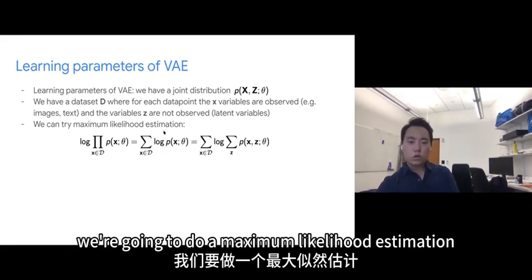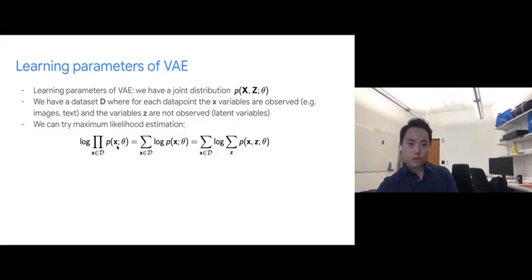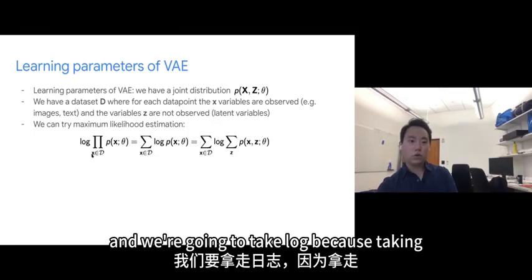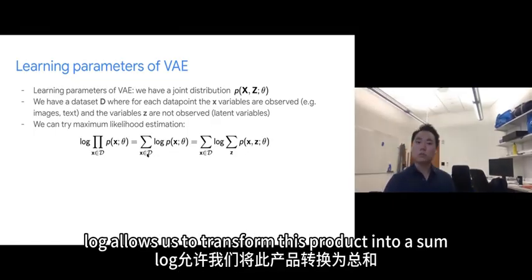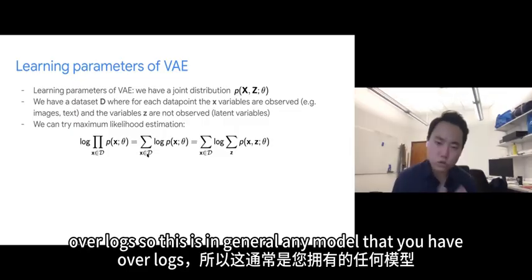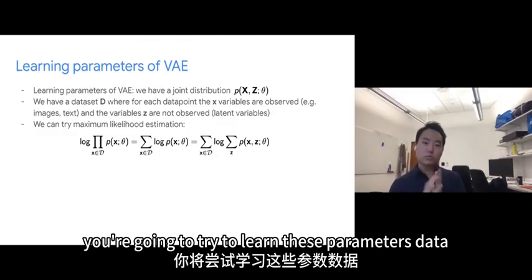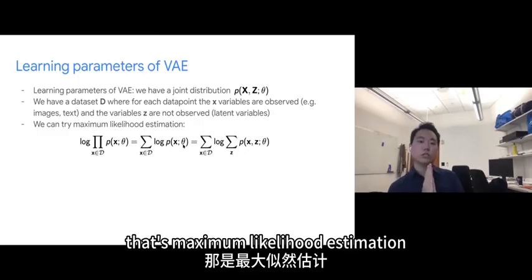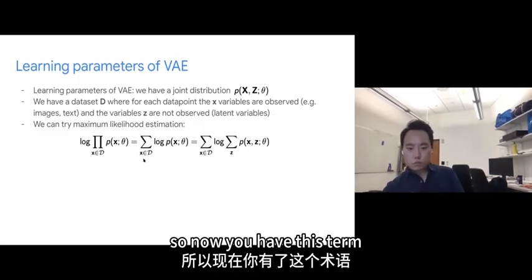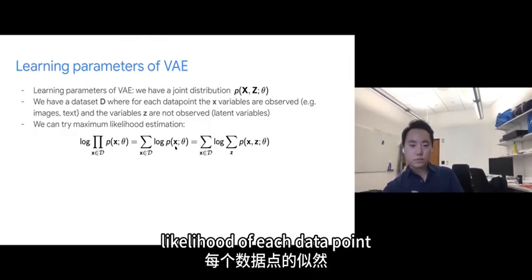So as usual, we're going to do maximum likelihood estimation. We're going to try to maximize P of X for X across the data set, and we're going to take the log, because taking the log allows us to transform this product into a sum over logs. So this is in general any model that you have with some parameters. You're going to try to learn these parameters theta such that they best fit the data. That's maximum likelihood estimation. So now you have this summation over your data points, and you're going to take the log likelihood of each data point.